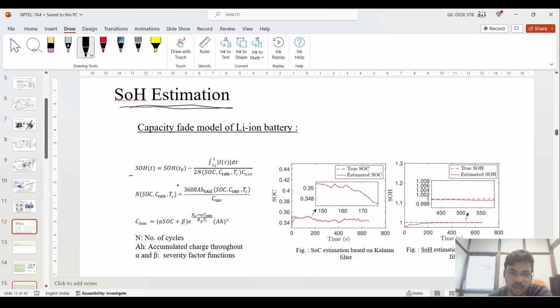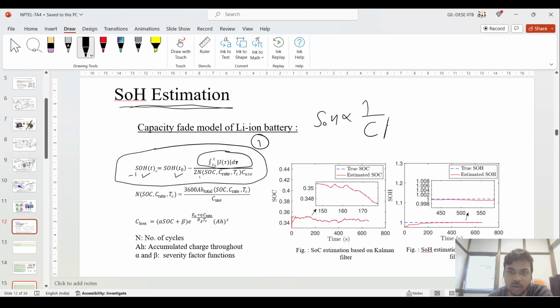There are certain equations. These equations I have taken from one of the research papers, where there is no such concept that you should measure the SOH directly. You should go to the indirect levels. See this equation 1. This is the SOH at time t, SOH at t naught, that is the t naught time, minus the overall current which is accumulated over d tau, that is from t naught to t, and n is the number of cycles.